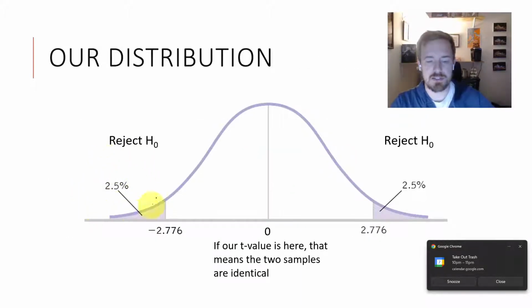All right, so this is exactly what you were just looking at. The reason why this is a very extreme value is because we're using an alpha value of 0.05, so we're using 5%.